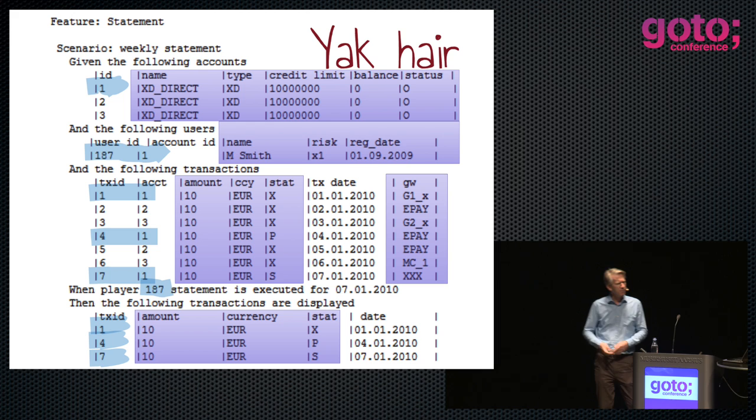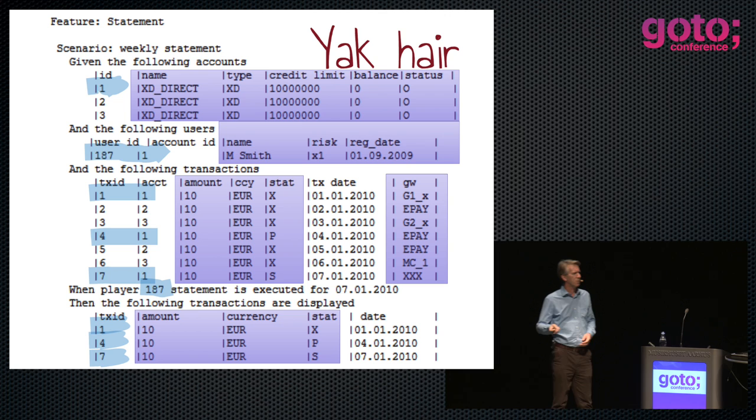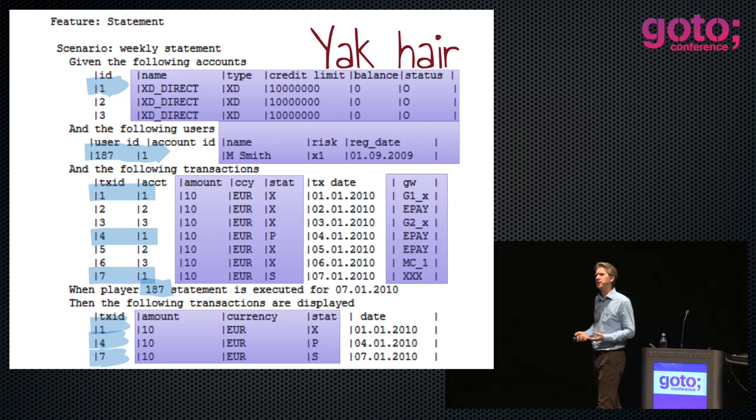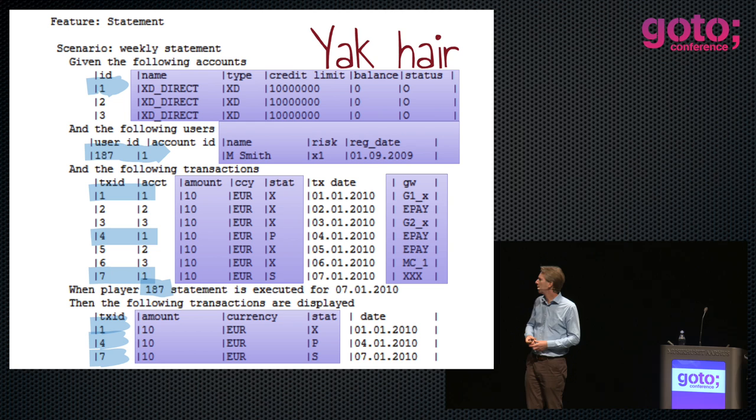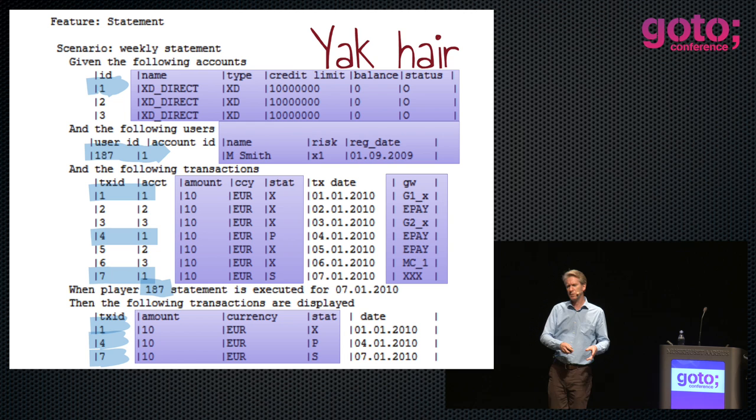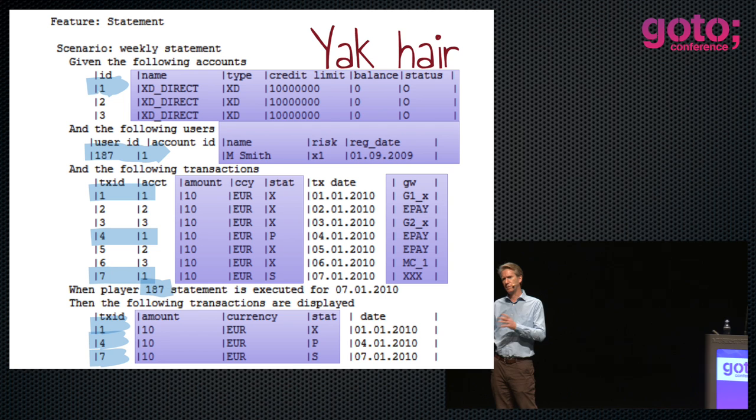So having highlighted the bits that are relevant to that rule, what's all this other stuff here? What's going on with all this repeated data? Well, you can imagine somebody who created this saying, in order to prove that I'm only getting the transactions for this player, I needed to have an account for that player, and I needed to have some transactions for other accounts that didn't belong to that player.